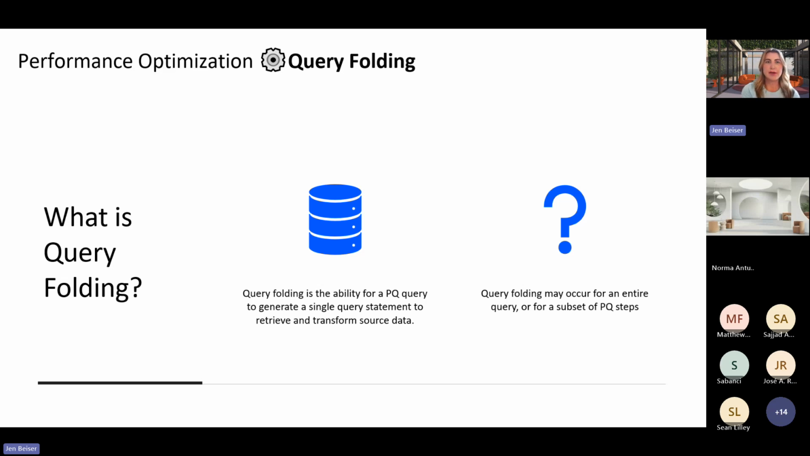Query folding depends on the data source. For example, Databricks develops the Databricks connector, and so they control what folds and what does not fold. You can provide feedback to the vendors, and if they get enough feedback on what you would like to fold, eventually they might develop it into their connector.